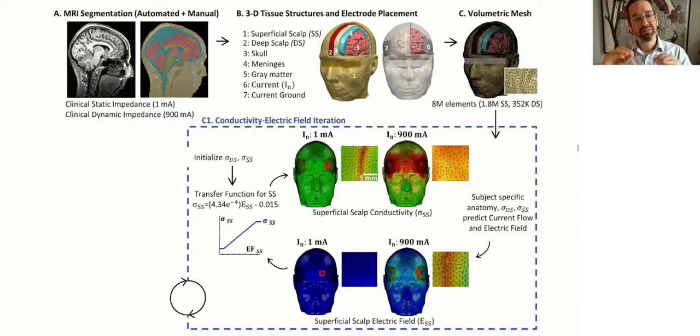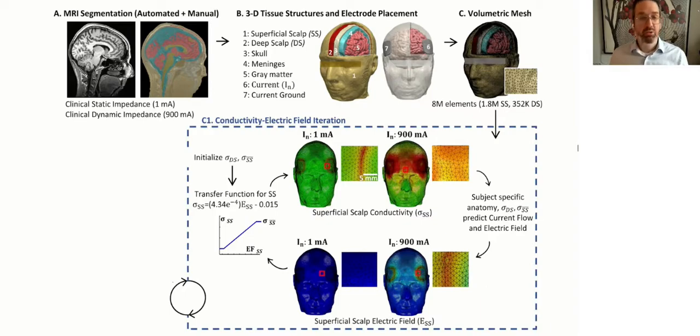But if the skin conductivity has increased, that's going to impact the resulting current flow. So now we need to resolve the current flow through the skin, through the whole head, through the brain, with these new conductivities. And so we get a new prediction of current flow, a new prediction of electric field on the surface of the skin. But that new prediction now leads to updated skin conductivities, which then change the current flow. And so this loop is repeated.